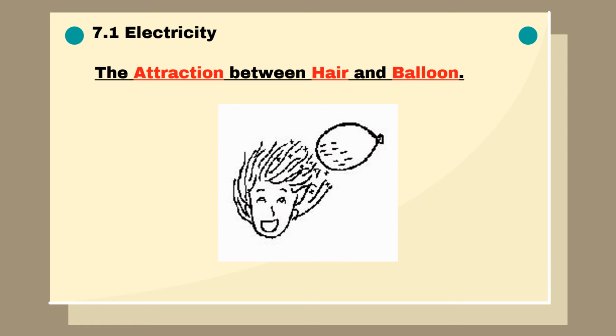Next page. The picture below shows the attraction between hair and balloon. The hair, which has electrons, which means the negative charges, transfers the electrons to the balloon, and the hair loses the electrons, while the balloon gains electrons. The hair becomes positively charged, and the balloon becomes negatively charged.